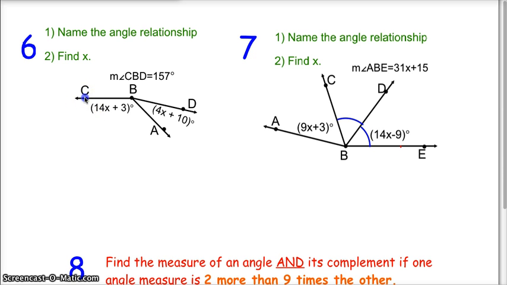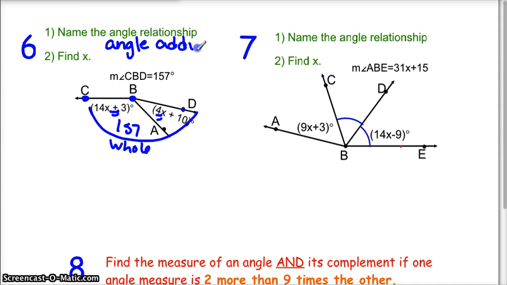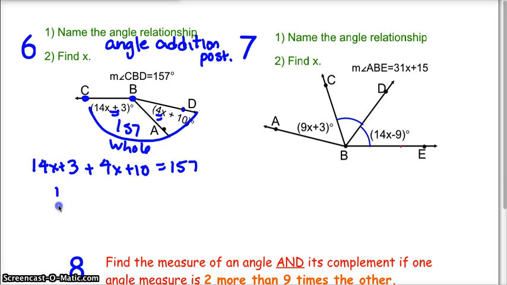The clue here is that it tells you that CBD, meaning this whole angle, is 157. The fact that it gave you a whole and these two parts is leading you to the angle addition postulate. And the angle addition postulate says that a part plus the part equals the whole. So that means that the part labeled 14x plus 3, added to the part labeled 4x plus 10, is going to equal the entire angle, which is the 157.